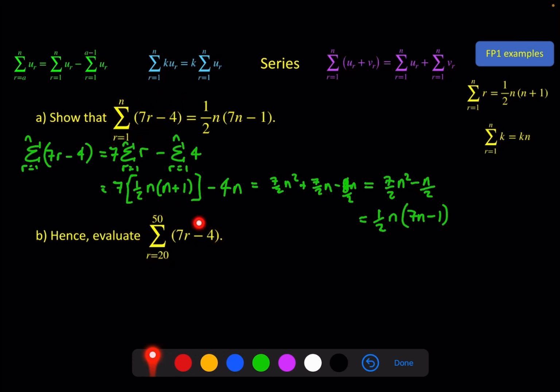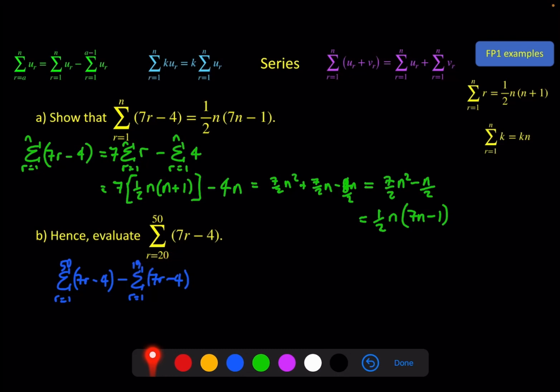Now I need to sum from r equals 20 to r equals 50, so now I'm applying this one here in green. We need to go from 1 to 50 first, and then go from 1 to 19. Remember, we want to include 20 in this sum, so I go from 1 to 19 and subtract those terms away. So we've got the sum from 1 to 50 of 7r minus 4, minus the sum from 1 to 19, 7r minus 4. I'm stressing that because it's such a common mistake to put this number here. It needs to be 1 less than that.